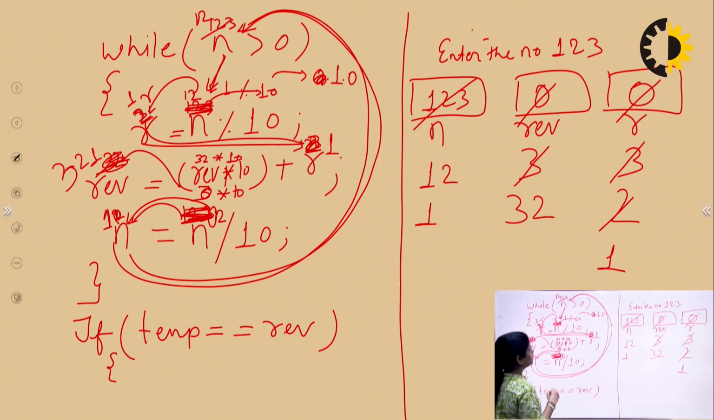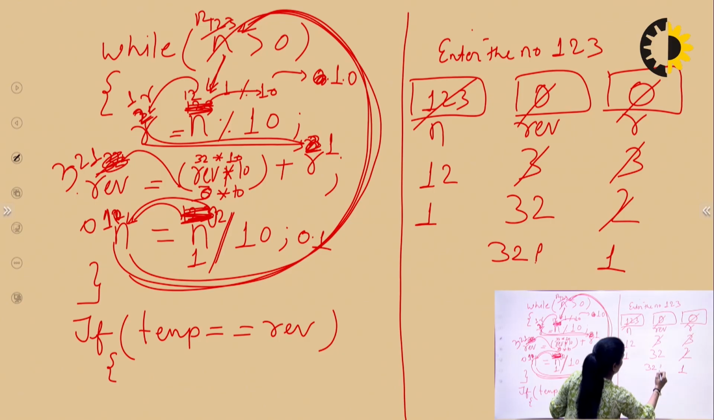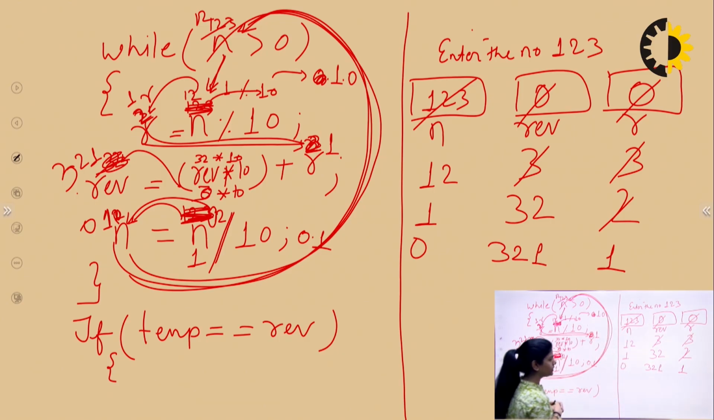Now here N is your 1. 1 divisible by 10 is 0. N is 0. Now selected here 0. Now 0 is not greater than 0. This condition is false and your loop come here. Now your REV is here 321 and your N is become 0. Okay. So here we compare your temp value is 1, 2, 3 equal to 3, 2, 1. This is not equal.